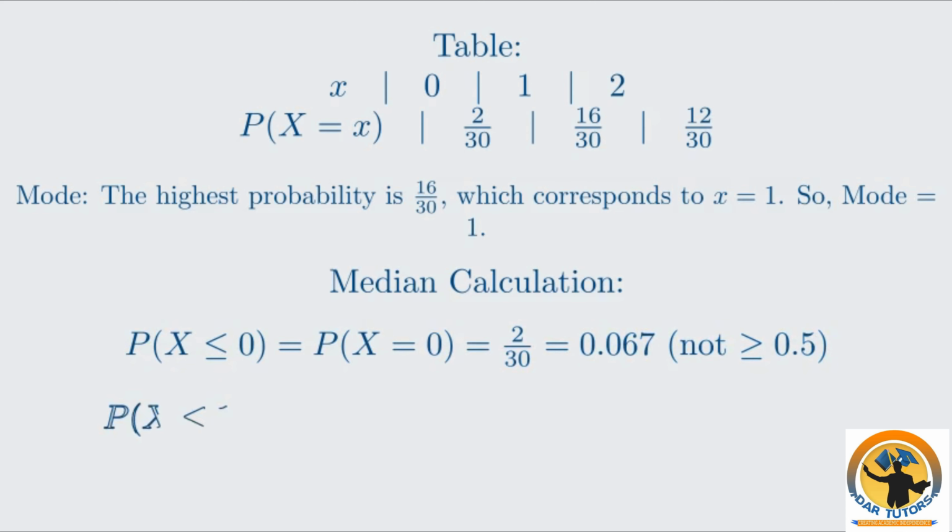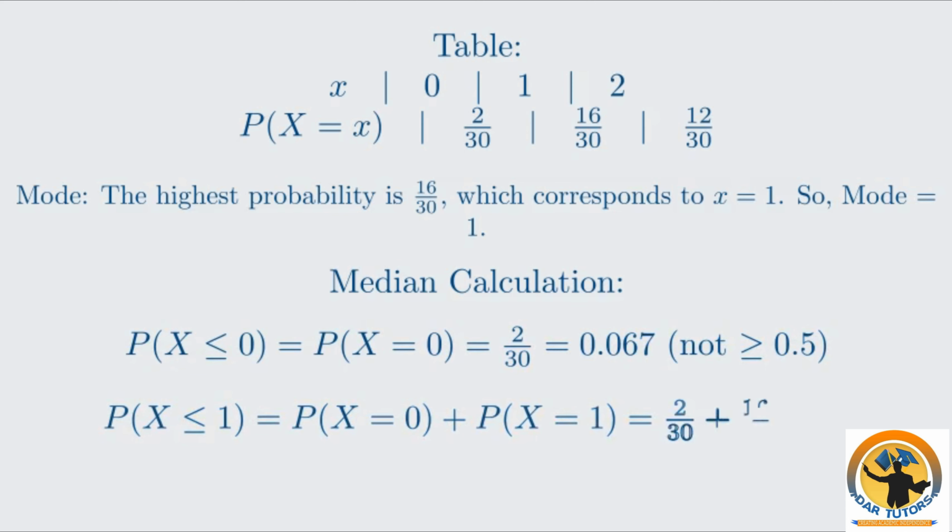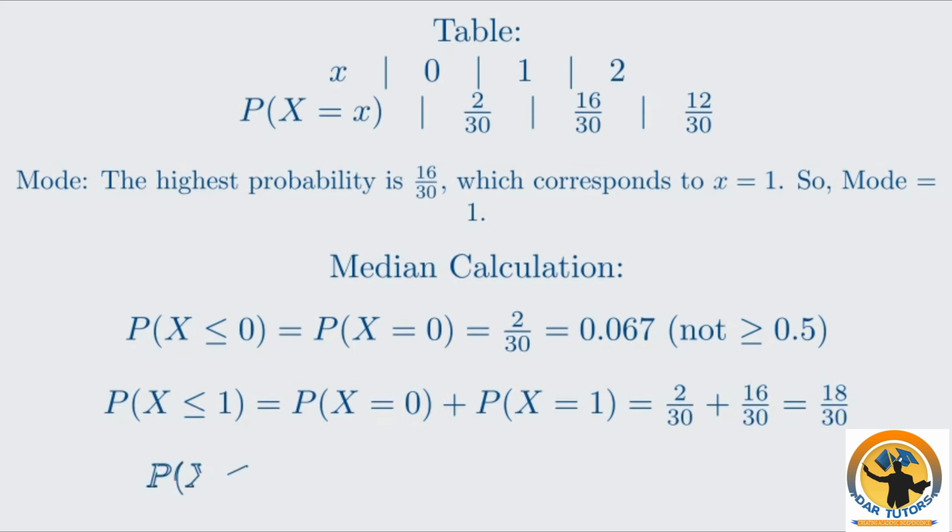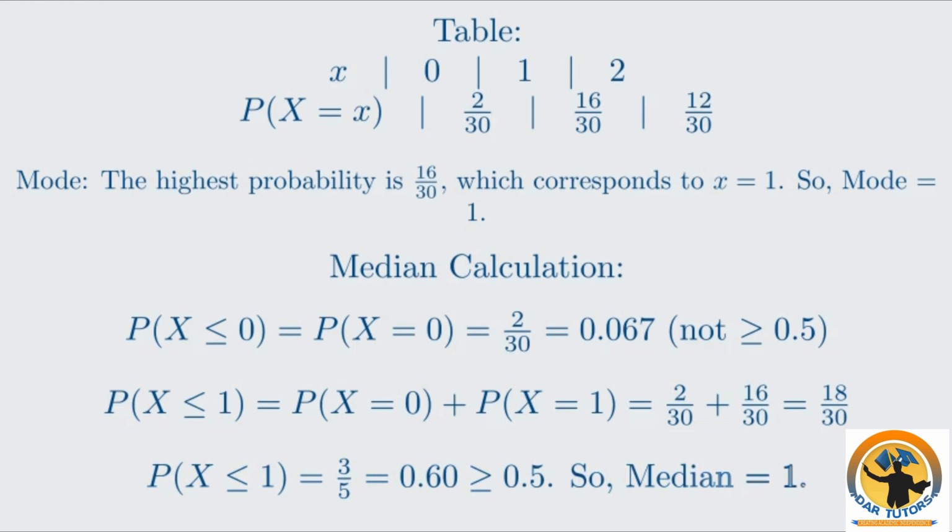Next, we add the probability for x equals 1. The cumulative probability for x equals 1 is P of x less than or equal to 1, which is 2/30 plus 16/30, or 18/30. 18/30 simplifies to 3/5, or 0.6. This value is greater than 0.5. Since x equals 1 is the first outcome where the cumulative probability exceeds 0.5, the median of the distribution is 1. The median and mode happen to be the same in this case.